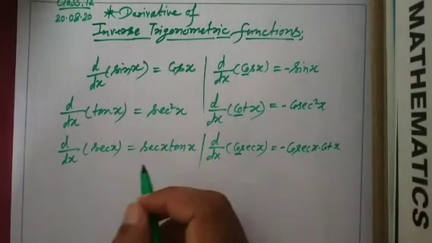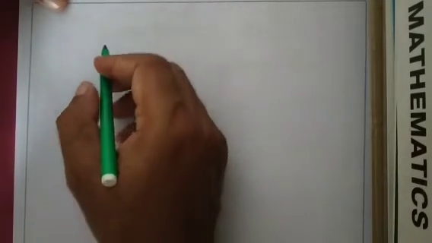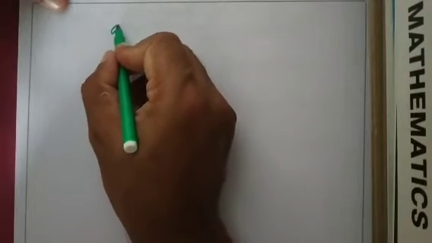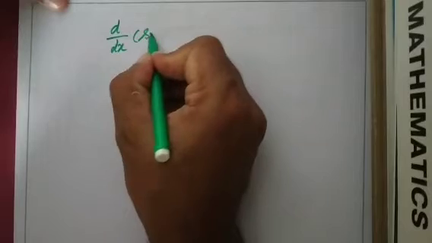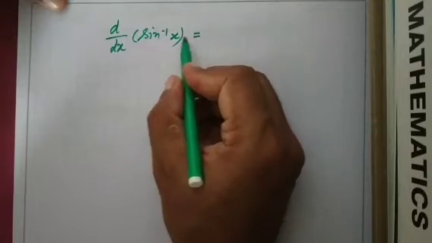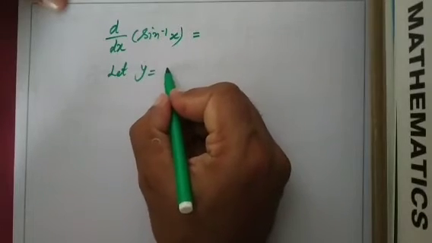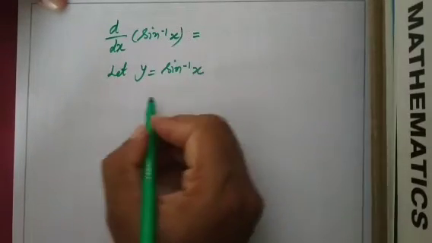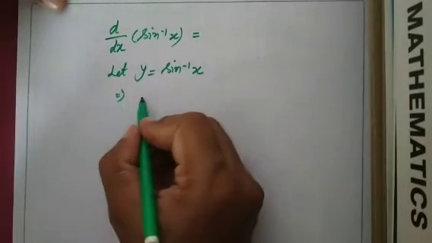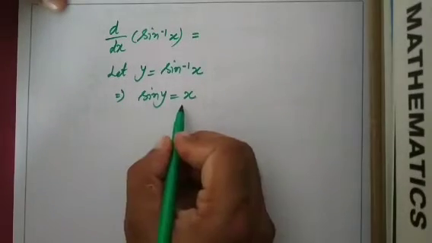Then we are going to see what the derivative of an inverse trigonometric function will be. For this, we use the previous trigonometric functions only. For example, to find the derivative of sin inverse x, it can be calculated with the help of trigonometric functions. Let y equal sin inverse x, so we can write it as sin y equals x. Now differentiate with respect to x on both sides.